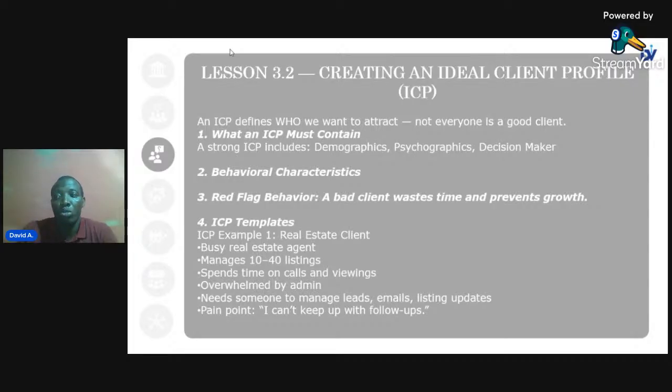If she has 10 to 40 listings, 10 to 40 apartments, and on a daily basis, let's say 5 people call or reach out to her for each of these apartments. Let's say she has 20 listings, for example. That's about 100 people. She will call 100 people.